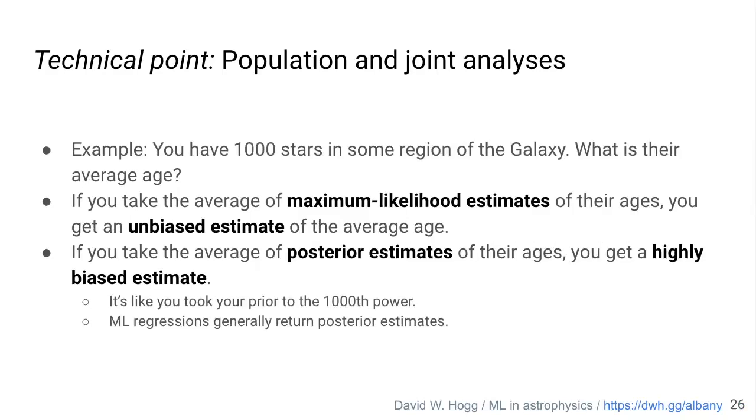Yeah, this is my main point: if you're averaging posterior estimates, it's like you're taking your prior PDF to the 1,000th power, because you had 1,000 stars and you multiplied them together. So this is generally very, very bad. This is not a good idea. You don't generally want to take your prior to the 1,000th power. Almost any prior becomes a delta function when you take it to the 1,000th power. And so machine learning outputs are not actually useful for a lot of scientific tasks that we do.